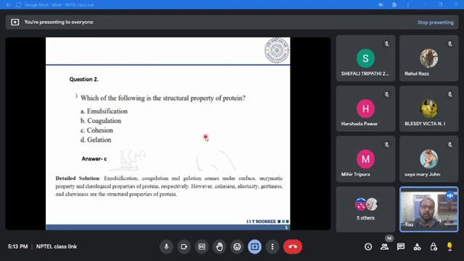Emulsification is when we try to prepare a solution, making solutes in different solvents. So emulsification and coagulation come under the surface and rheological properties. Okay, so what is the answer? The answer will be cohesion, which comes under the structural property of protein. So those who have answered C are correct for this question.